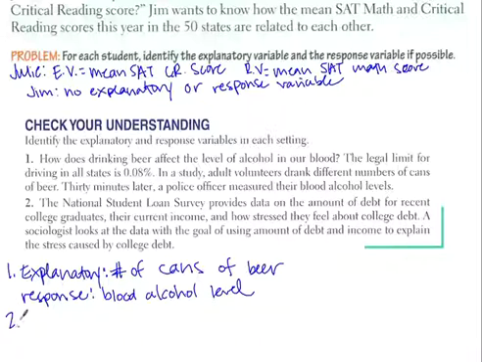Number 2, the National Student Loan Survey provides data on the amount of debt for recent college graduates, their current income, and how stressed they feel about college debt. A sociologist looks at the data with the goal of using amount of debt and income to explain the stress caused by college debt.